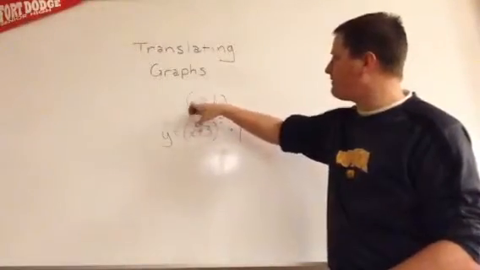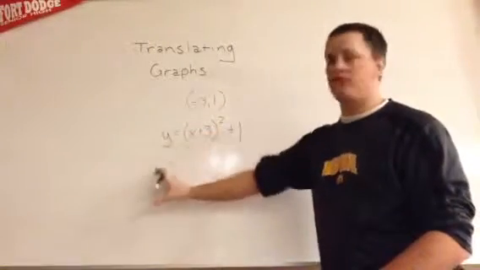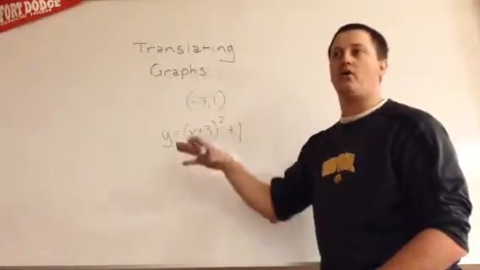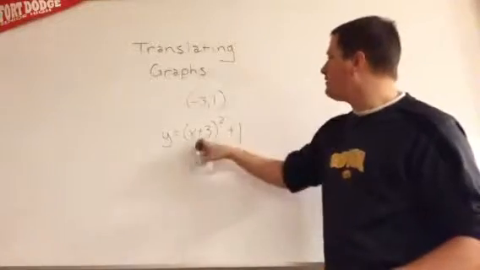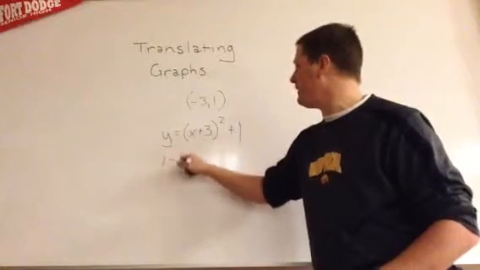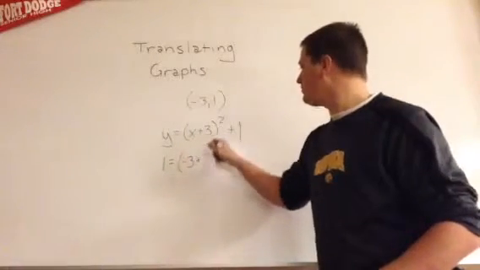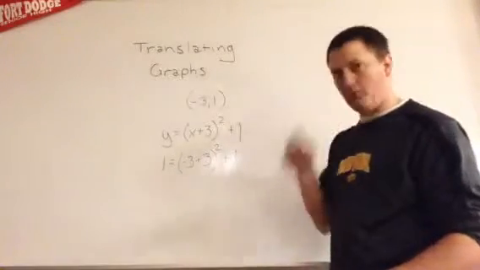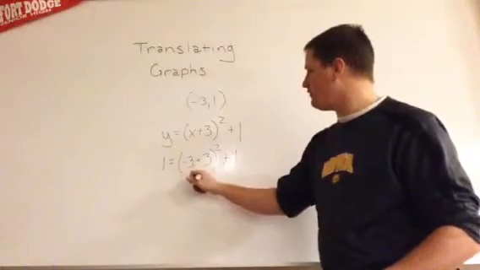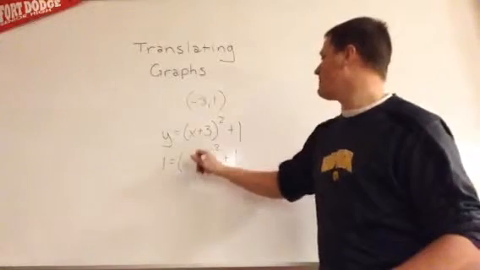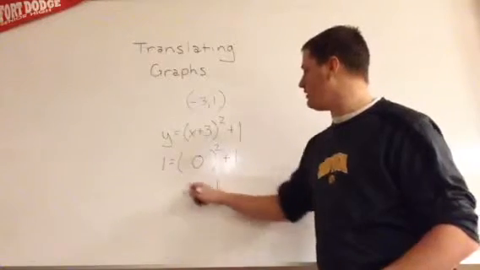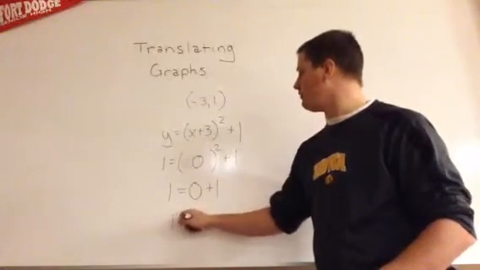So what I can do is put my vertex in for x and in for y, and when I do my math to this, I should get 0 on each side, or the same number on each side. So I can take -3 and put it in for x, take 1 and put it in for y. So 1 equals -3 plus 3 squared plus 1. What I can do is follow the order of operations. -3 and +3 give me 0. 0 squared is going to give me 0 plus 1 equals 1. 1 equals 1.